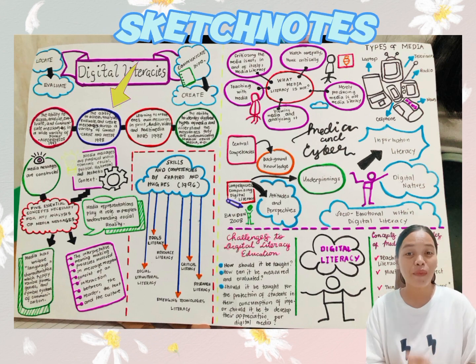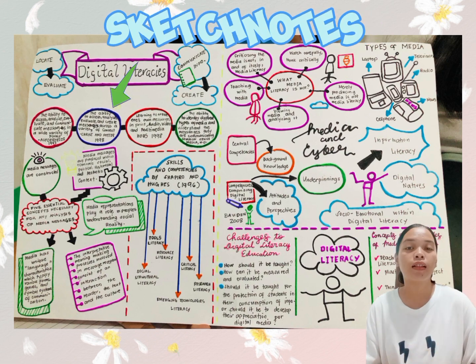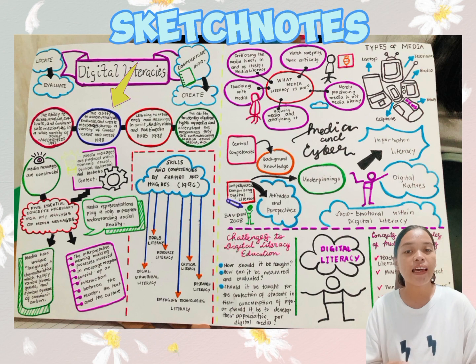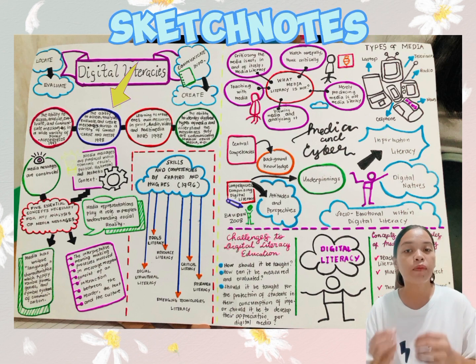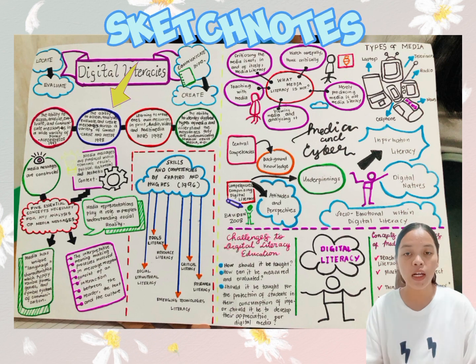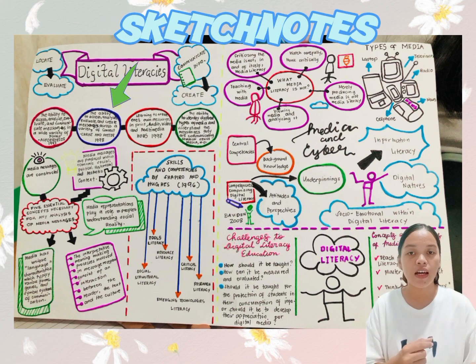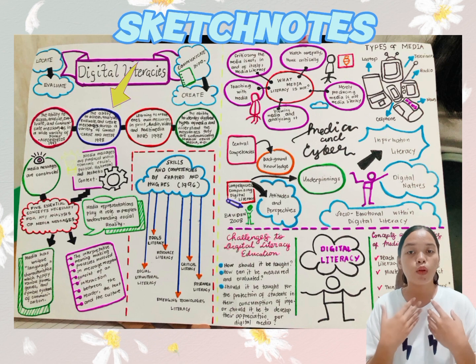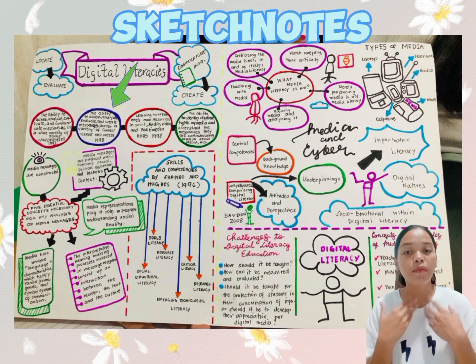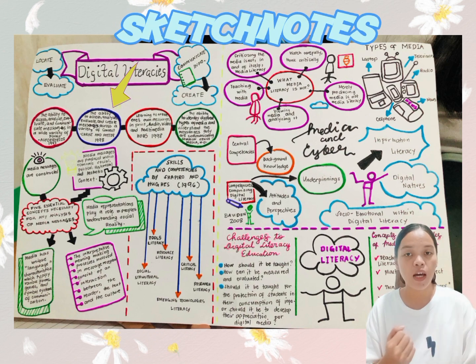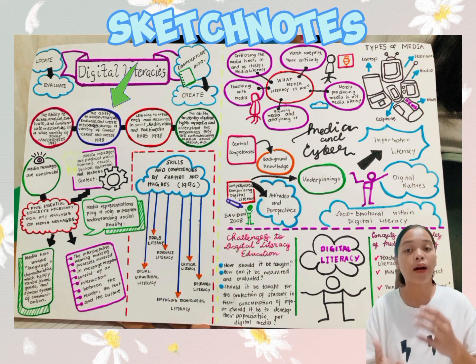According to Christ and Potter 1998, digital literacy is the ability to access, analyze, evaluate, and create messages across a wide variety of contexts, or different contexts. So for example, I'm doing my video presentation to communicate my message effectively to a specific audience. My specific audience here is my professor.